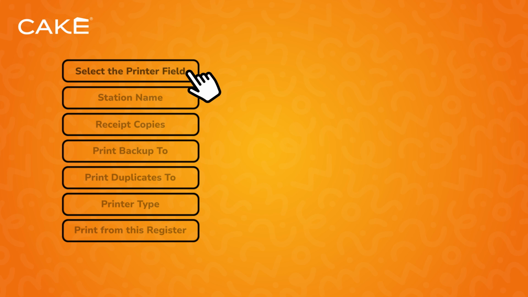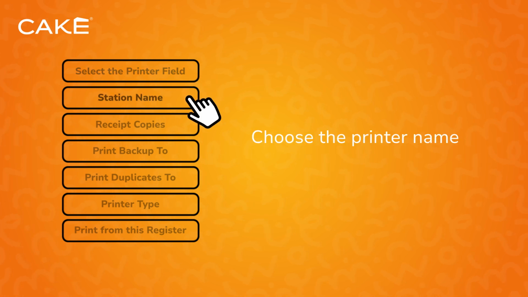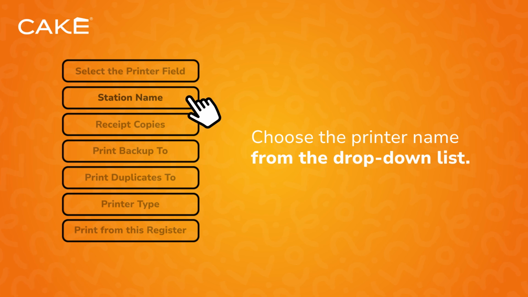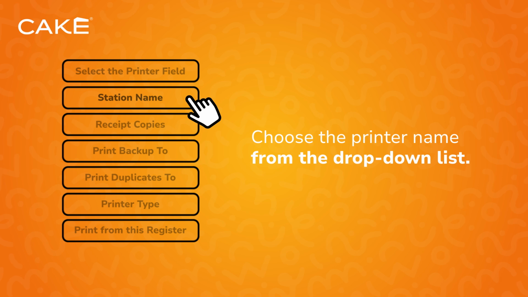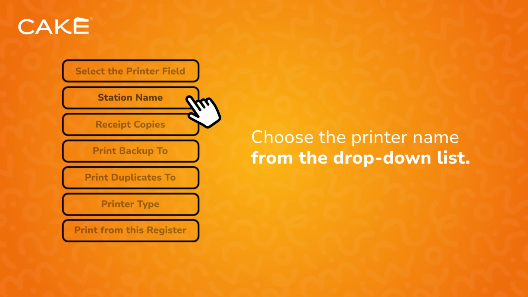Next, configure the additional printer settings. Station name: for the receipt printer, you will not be able to change the station name. For other printer setups, choose the printer name from the drop-down list. Printer names must be added in Menu Admin under the Stations tab to appear in the drop-down.